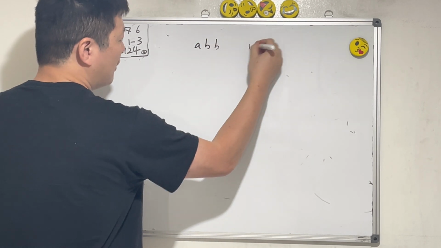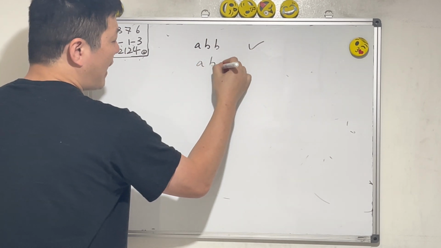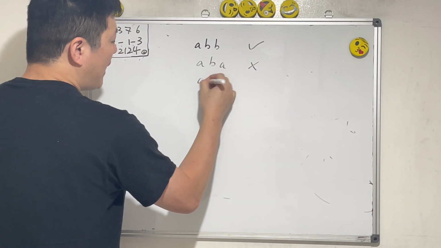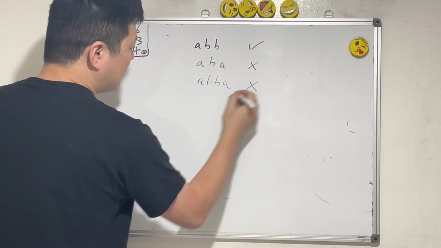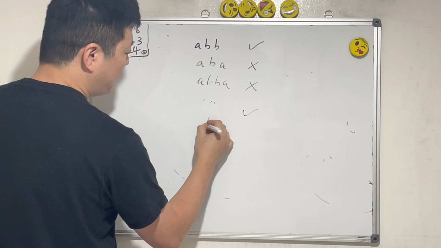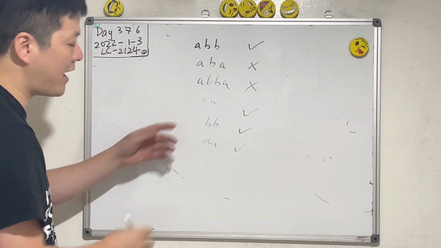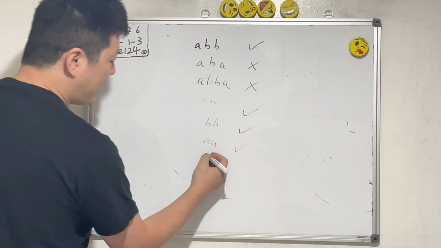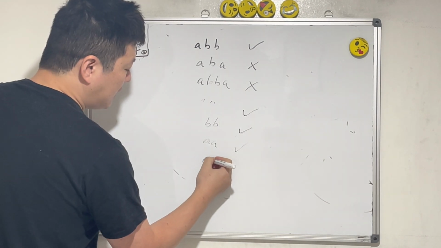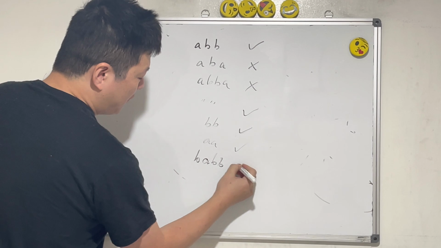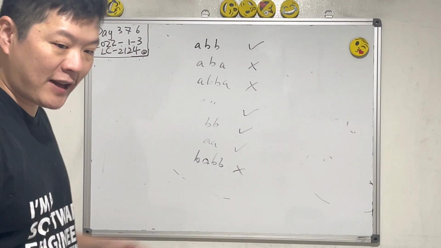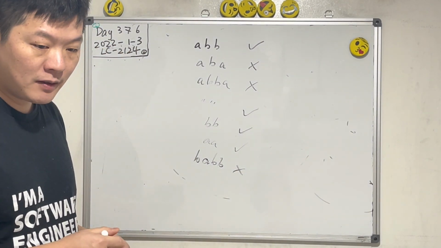A, B, B, true. A, B, A, false. A, B, B, A, false. Empty string, true. B, B, true. A, A, true. Only containing A's or only B's, true. And then also A, B, A, B, B, false. Okay, got it.